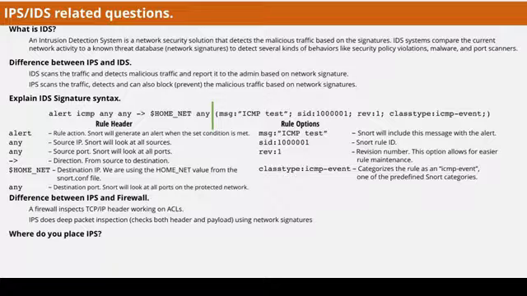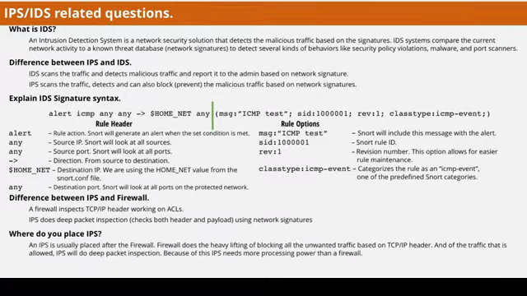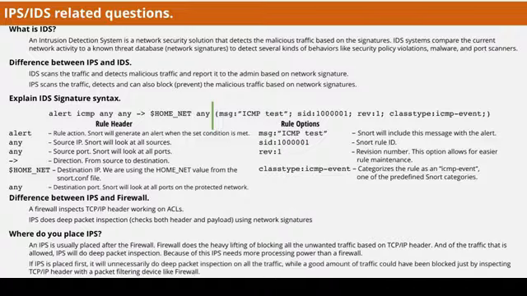Where do you place the IPS? An IPS is usually placed after the firewall. Firewall does the heavy lifting of blocking all the unwanted traffic based on TCP/IP header. And of the traffic that is allowed, IPS will do deep packet inspection. Because of this, IPS needs more processing power than a firewall. If IPS is placed first, it will unnecessarily do deep packet inspection on all the traffic, while a good amount of traffic could have been easily blocked just by inspecting TCP/IP header with a packet filtering device like firewall.